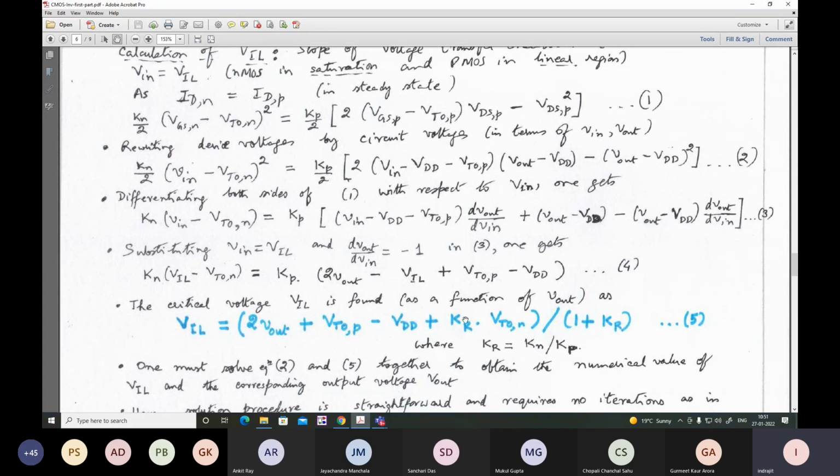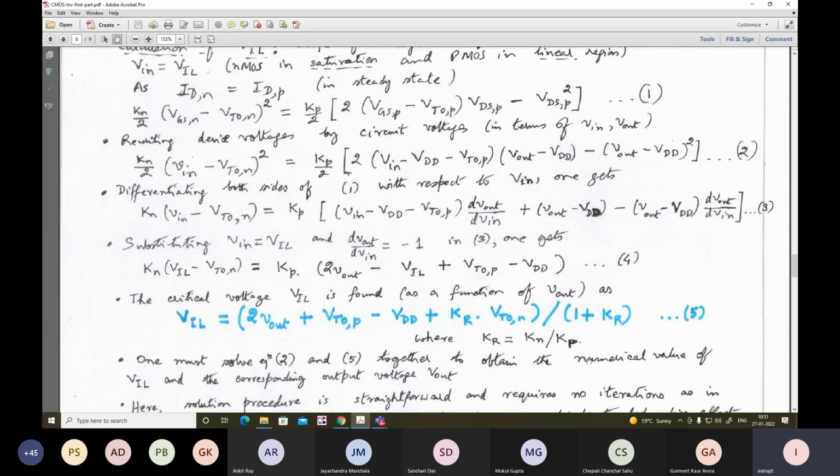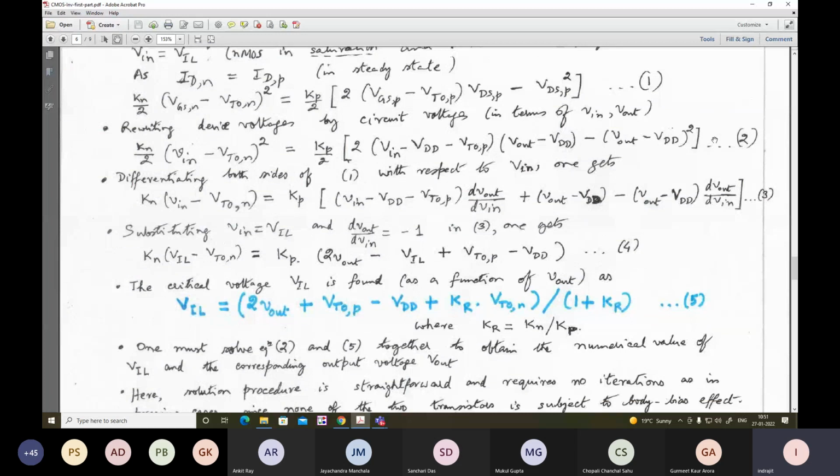Again, the ratio K we shall see in detail. K equal to Kn by Kp, Kn equal to mu n COX into W by L of the NMOS transistor, and Kp equal to mu p into COX into W by L of the PMOS transistor. So one must solve equation 2 and equation 5 together simultaneously in order to get the numerical value of VIL and Vout. And no iteration is required. You get it in one go.